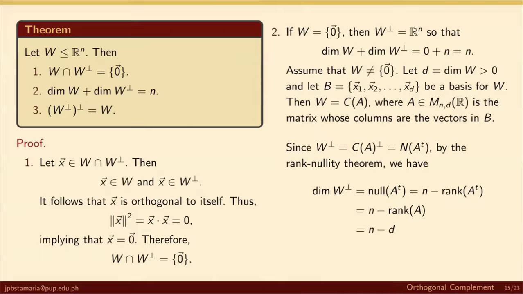Because that's the dimension of W, because W is D-dimensional. So the rank of A, which is the dimension of the column space, is D. Okay? But what is D? That's the dimension of W. So meaning, the dimensions of W perp and W complement each other. So when you add them together, the sum is N. That proves statement number 2. Okay?